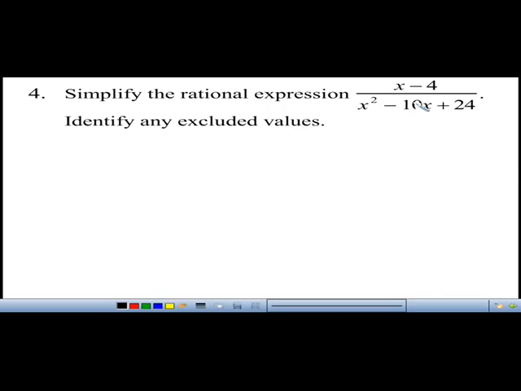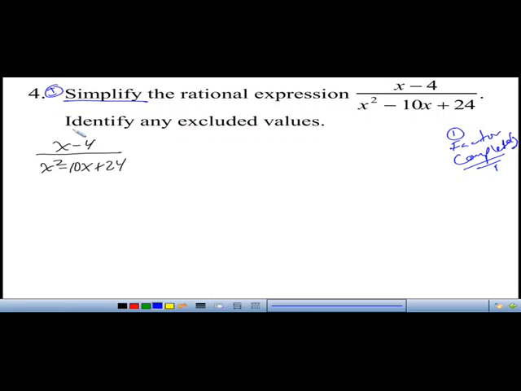So it says simplify the rational expression. So I'm going to write the rational expression again. We got x minus 4 over x squared minus 10x plus 24. On the side, I want you to write factor completely. We're going to factor completely the numerator and denominator in order for us to simplify. That's the first thing we're going to do. We're going to simplify first, and then at the end, we're going to do excluded values. So let's start with simplification.